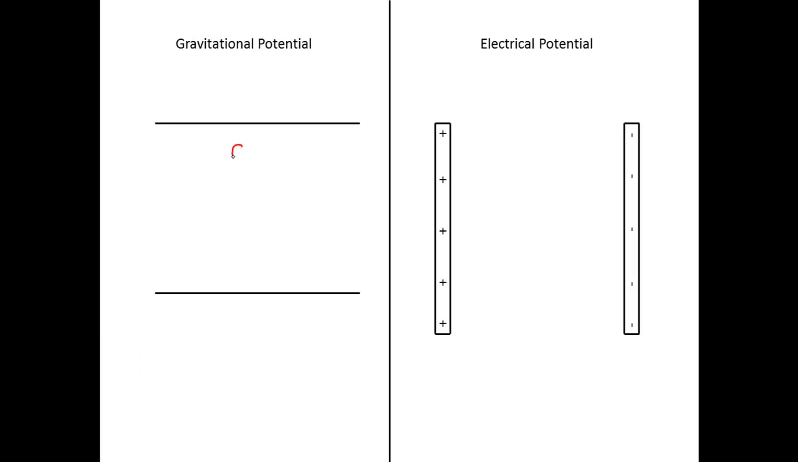If I look at an object in the gravitational world, this object has to have mass. So what would happen to it in the gravitational world is it would accelerate in this direction. If I were to look at the field lines in gravitational potential, they would look like this. Remember, they go in the direction in which the object is going to experience a force.